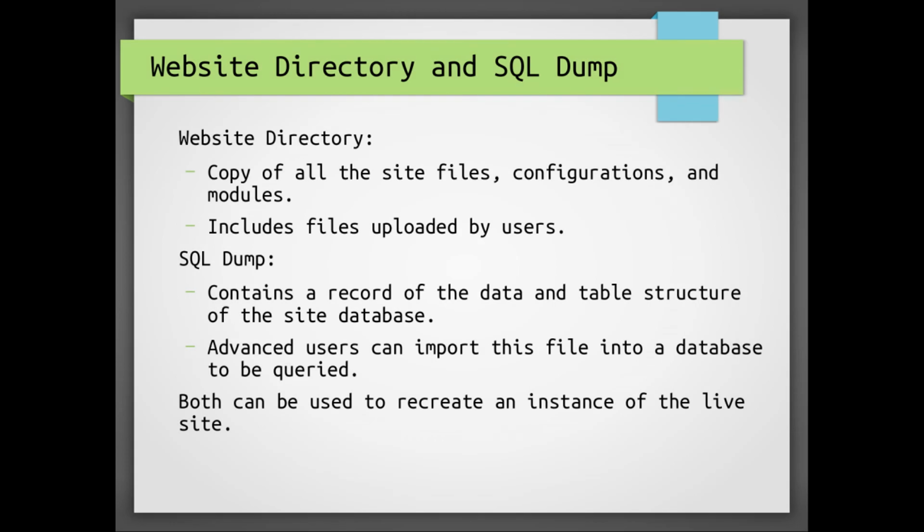Going back to the file that we extracted from the zip file, the last 2 items included with the archive are the website directory and the SQL dump file. The website directory is a copy of all the site files, configurations, and modules that make up the site. This includes files that have been uploaded by users. The SQL dump file contains a record of the data and table structure of the database for the site. This file allows advanced users the option to import the site data into a database for further exploration.